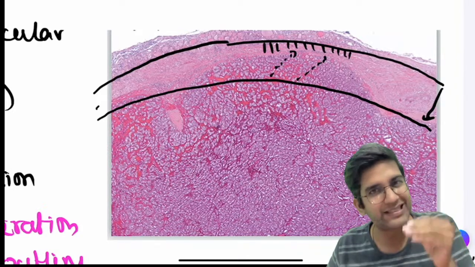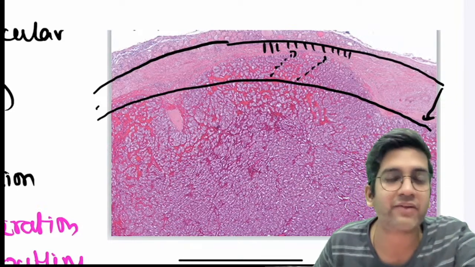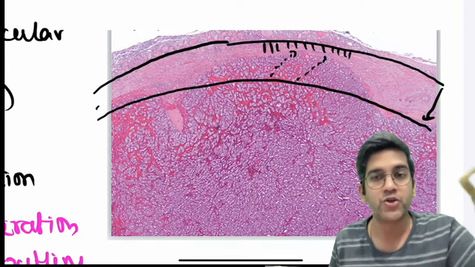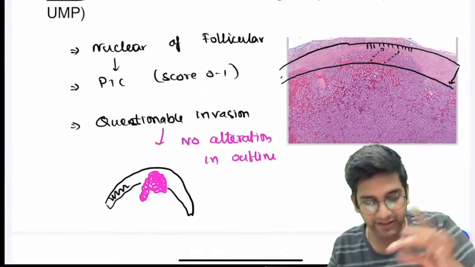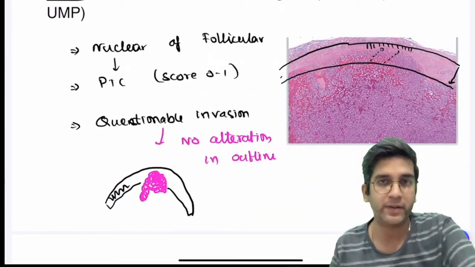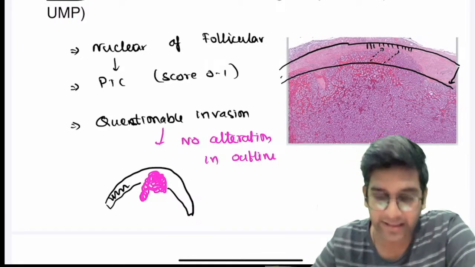Outline is maintained, but still it's trying to push. Rather than invasion, it's pushing inside. Maybe after a few years, it might invade. Who knows? So this is what I call a questionable capsular invasion, right? If you have it like this, I call it FTUMP. It's a follicular tumor of uncertain malignant potential, right?